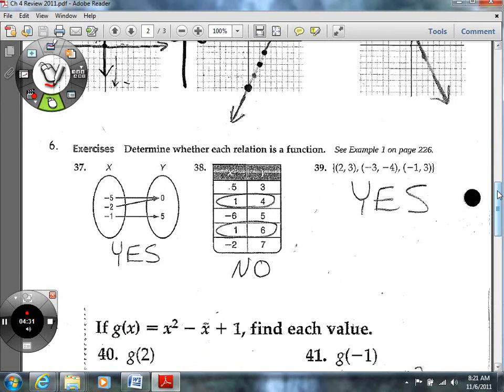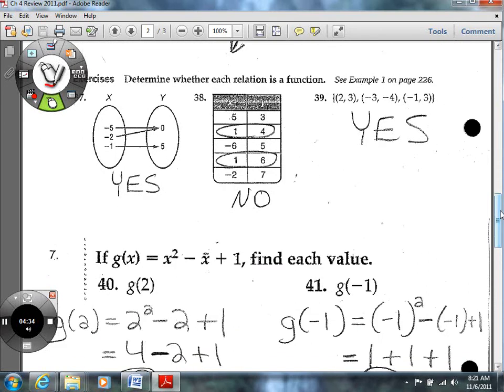Determine whether each relation is a function or not. You just look to see, did you repeat the x's at all? So negative 5, 0, negative 2, 0. We never repeated the x's, so we're in good shape there.